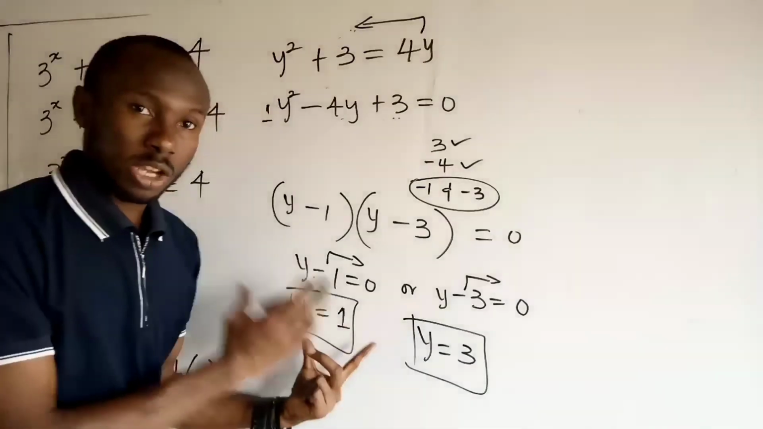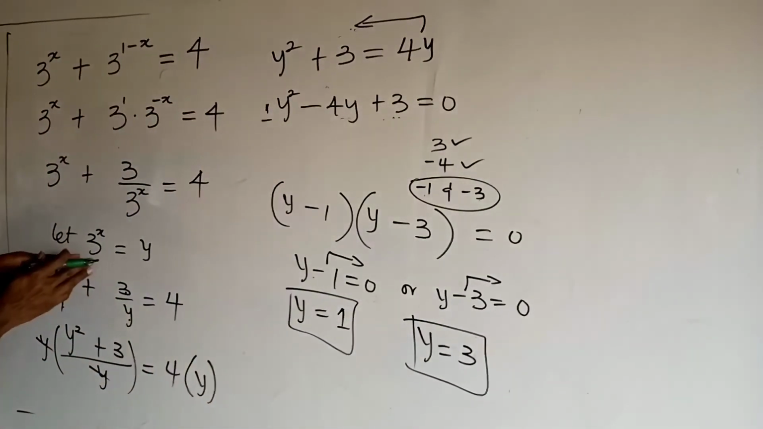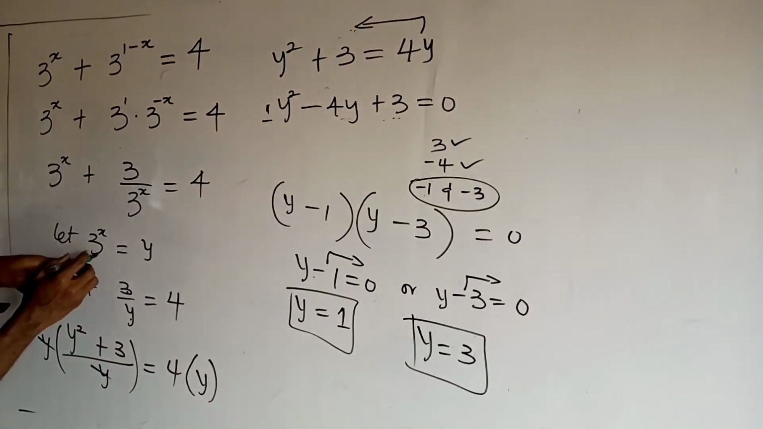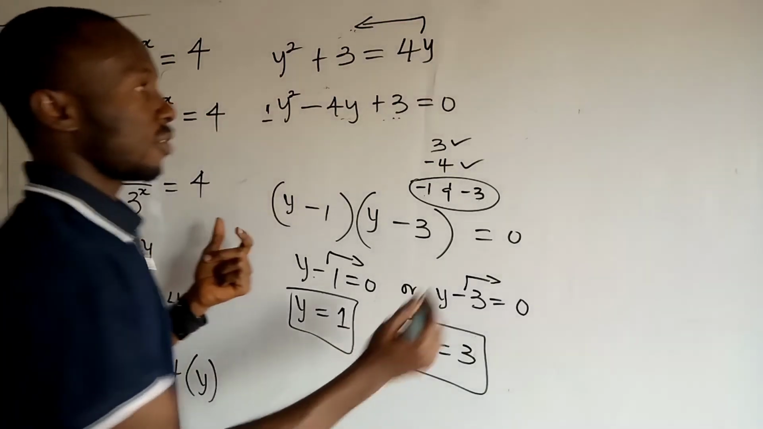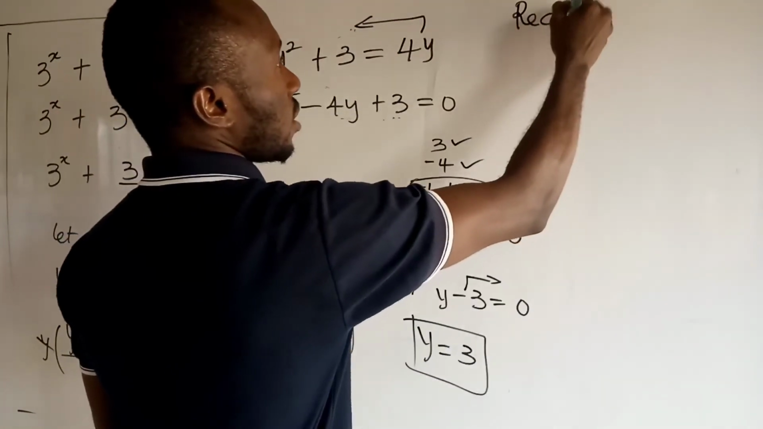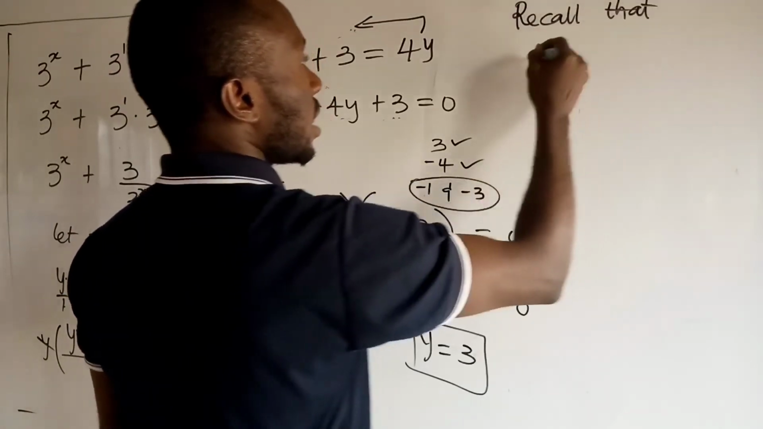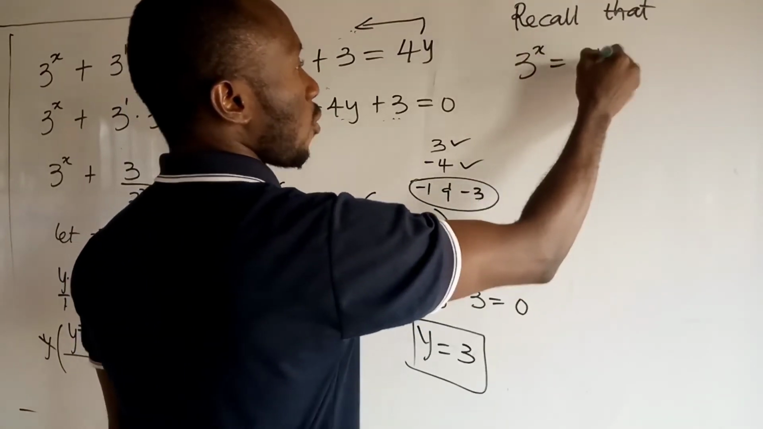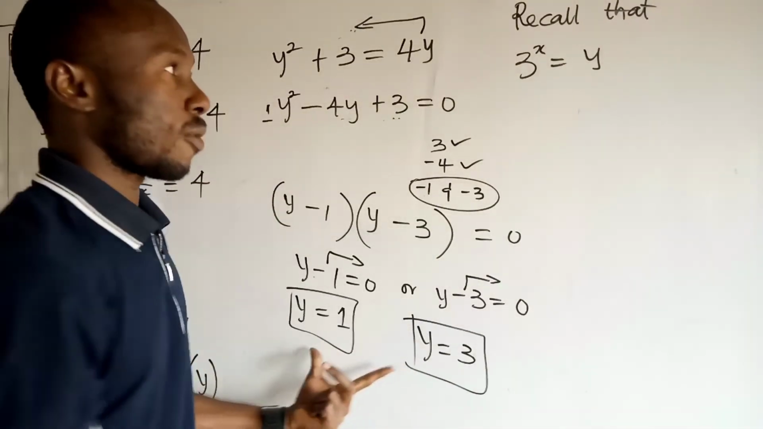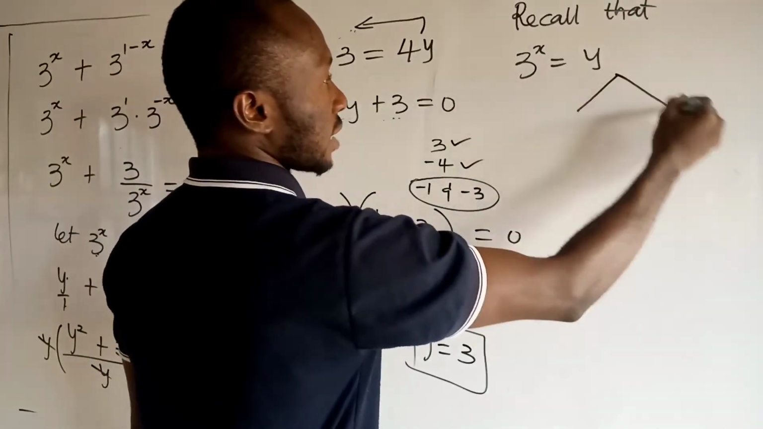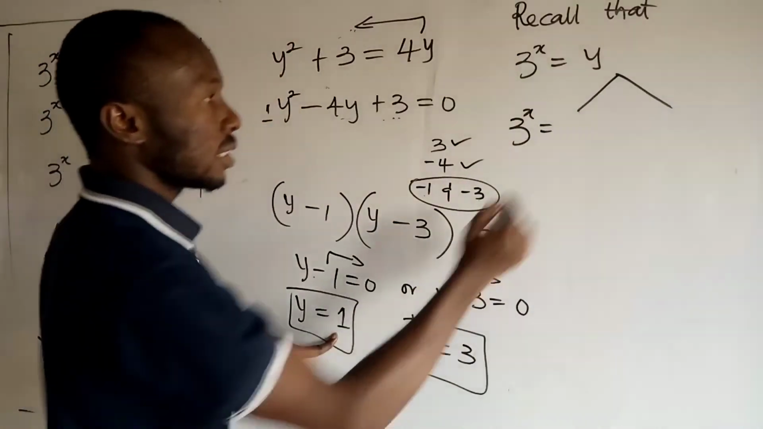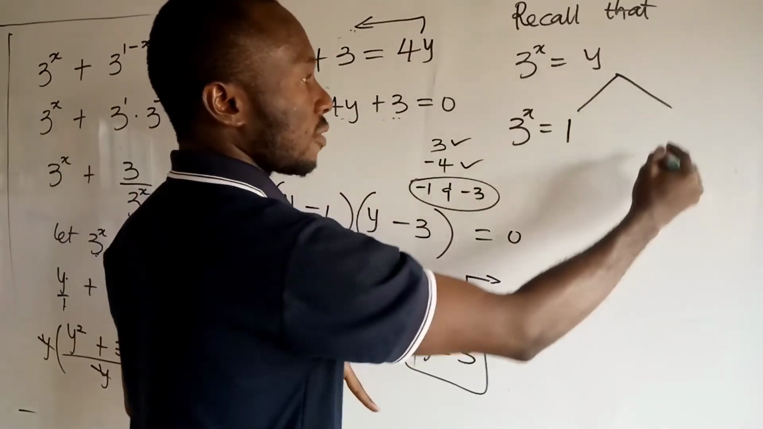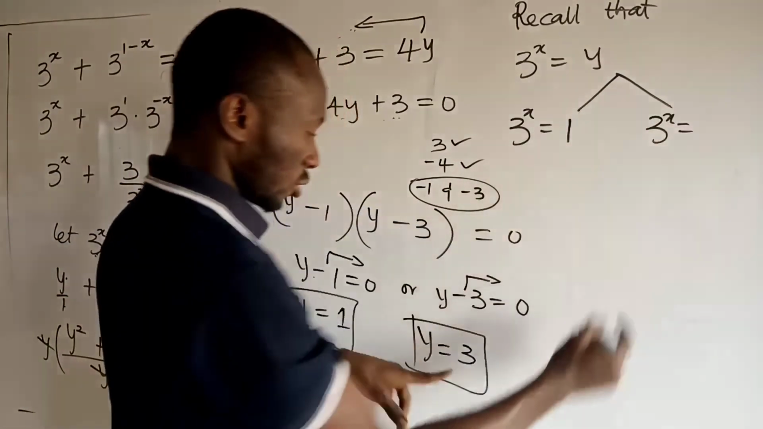Now at this point, you recall that you made a statement earlier that let 3 to the power x be equal to y. So we need to recall this statement. We recall that 3 to the power x is equal to y, and now we have two values of y. So I'm going to split it up like this. The first one will be 3 to the power x is equal to 1, and the second will be 3 to the power x is equal to 3.